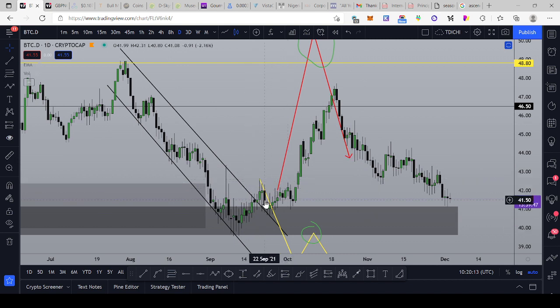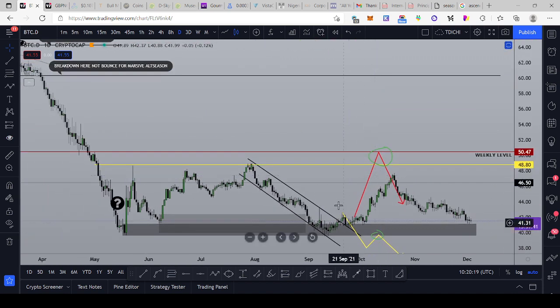We talked about these two scenarios: either this happens or this happens, but it followed the red. BTC dominance was moving up before. It didn't quite touch the 40.80 level, but it broke down again. It is back at this level, and this level is strong, guys, very, very strong.